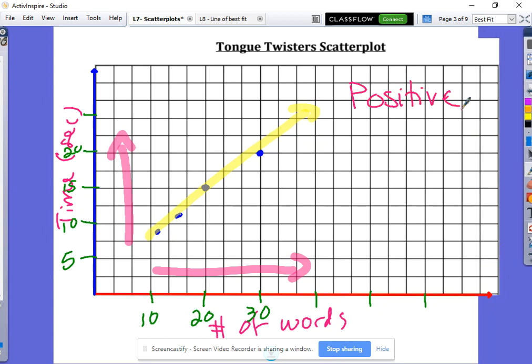Okay, so that's actually something that we can classify, and what that's called is a positive correlation, because as we increase from left to right, we're also increasing on the y-axis. So just write that right there on your graph for the tongue twisters. That's a positive correlation. All right. So moving from left to right, your graph is increasing.